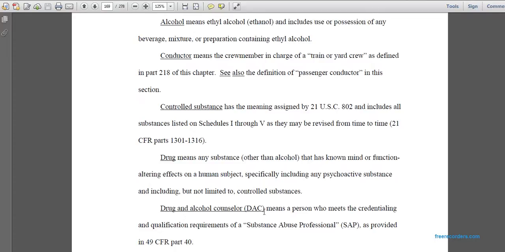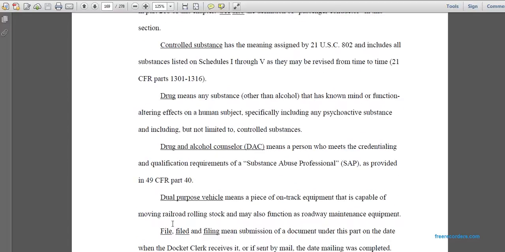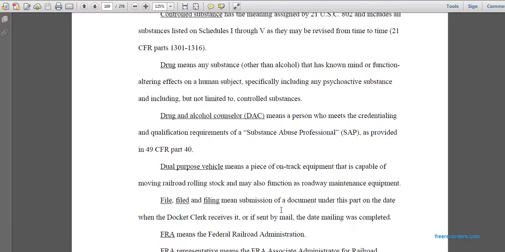Drug and alcohol counselor, or DAC, means a person who meets the credentialing and qualification requirements of a substance abuse professional as provided in Title 49 Code of Federal Regulations Part 40. Dual-purpose vehicle means a piece of on-track equipment that is capable of moving railroad rolling stock and may also function as roadway maintenance equipment. File and filing mean submission of a document under this part, and the docket clerk receives it; if it is sent by mail, the date of mailing is the filing date.